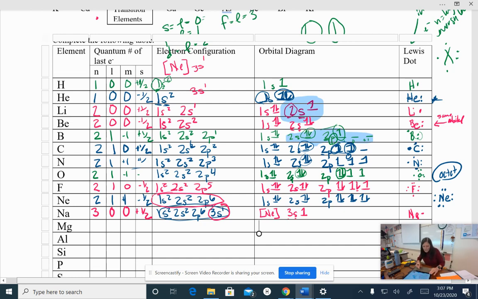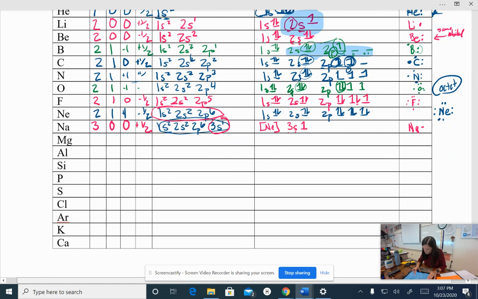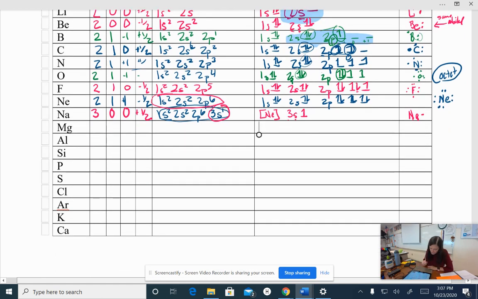Now I want you to see if you can go and do the rest of these all the way to argon by yourself. And we will take a minute. Okay, you guys ready?